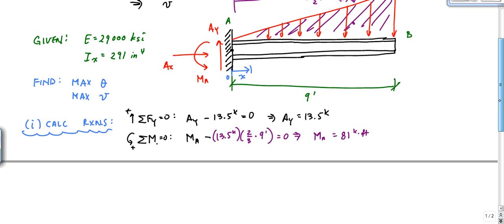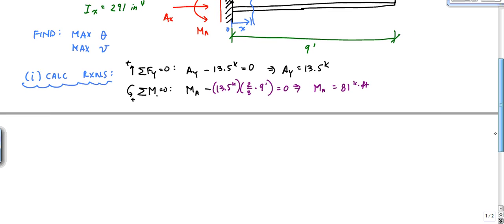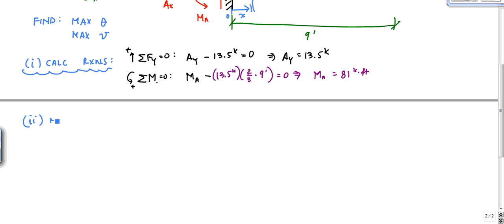Okay, so now we have that, and in order to use the double integration method, we want to come up with a moment function as a function of x here. So we're going to make a cut right here. So let's do the moment function. And for this moment function, I'm going to draw a schematic of it again. I'm not going to draw the whole beam out this time, I'm just going to draw a little stick right here. I have at the support 13.5 kips and a moment right here of 81 kip feet.